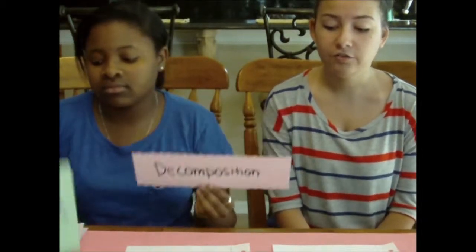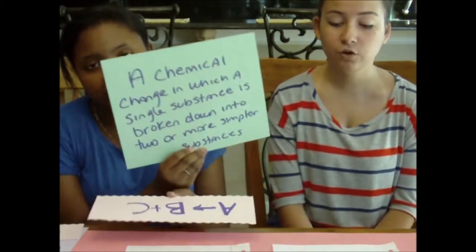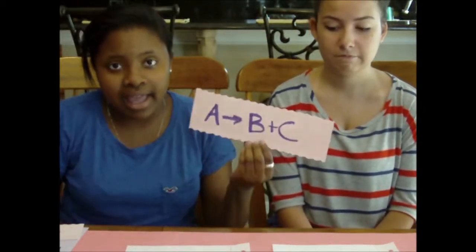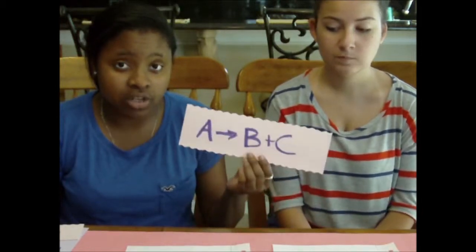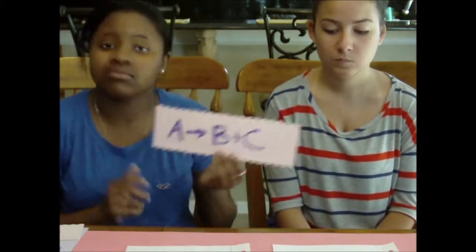Another reaction is decomposition. This is where a single substance is broken down into two or more simpler substances. So A is like a married couple, and then they get divorced because they don't like each other anymore, and so you get B plus C.